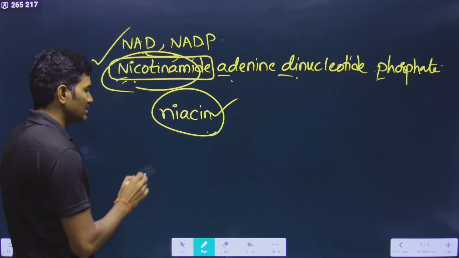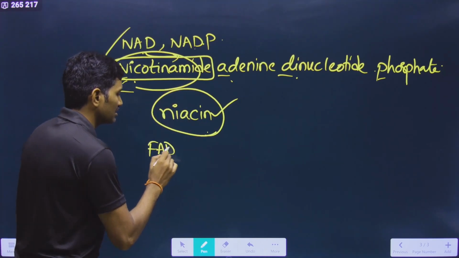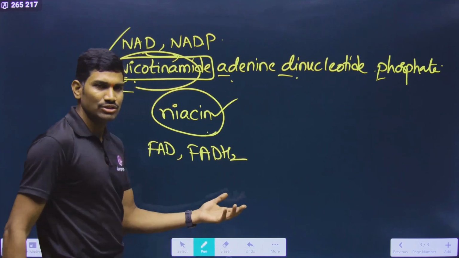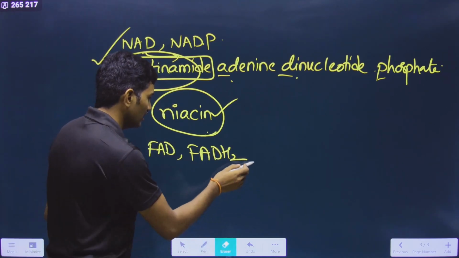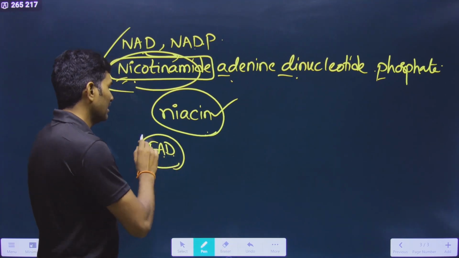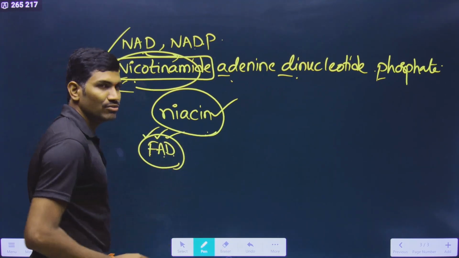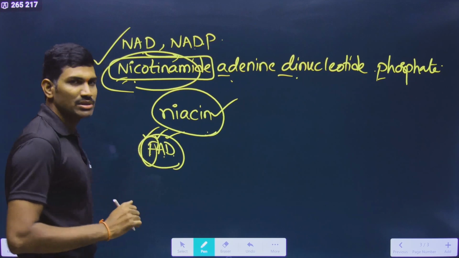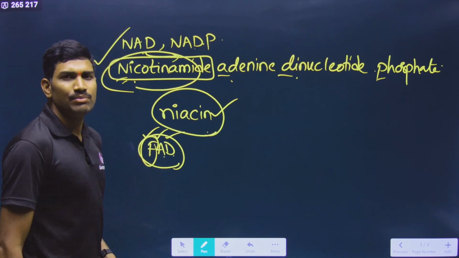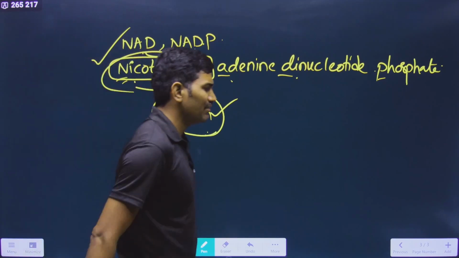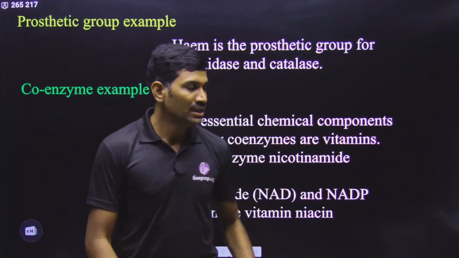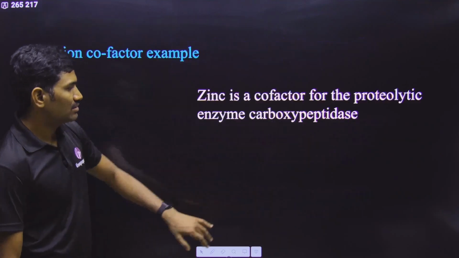Even though it is not mentioned in NCERT, you will study FAD and FADH2 in the coming chapters. What is FAD? Flavin adenine dinucleotide. Flavin means from which vitamin it is produced? From riboflavin. So in this way, there are different types of coenzymes, and generally they are produced from different types of vitamins. That's what they are saying.